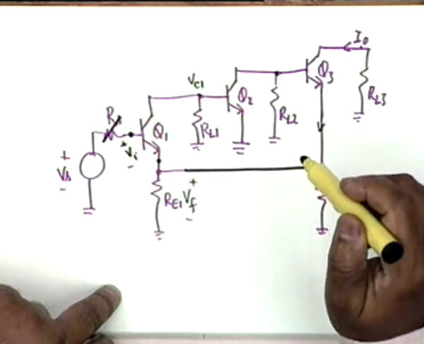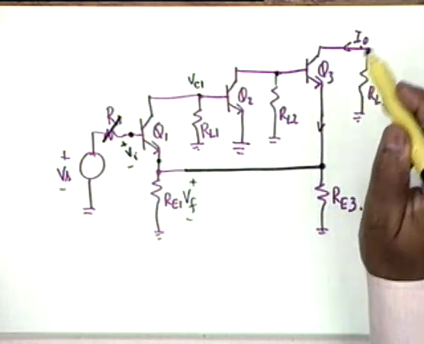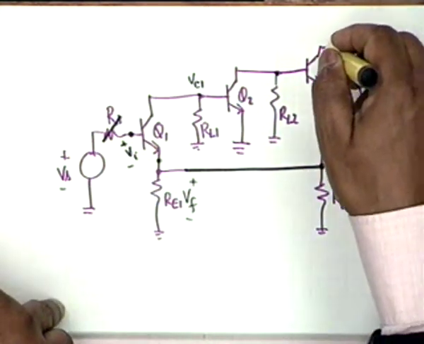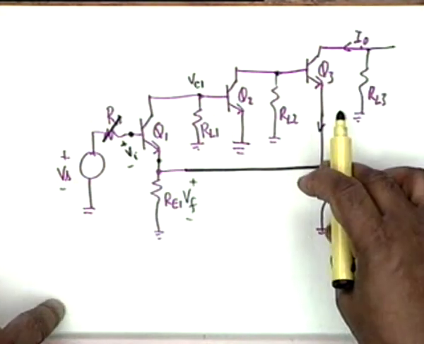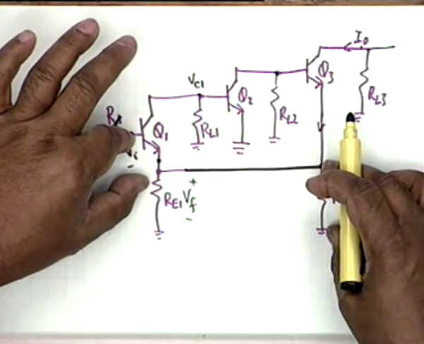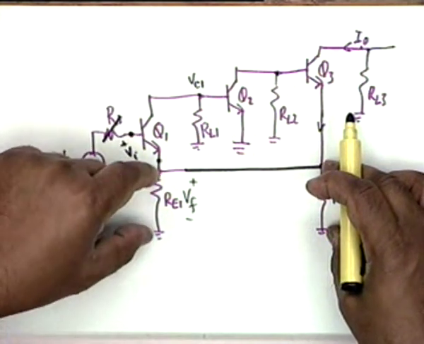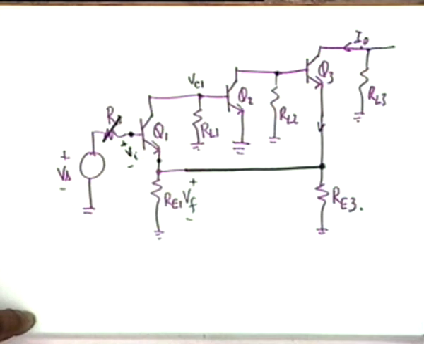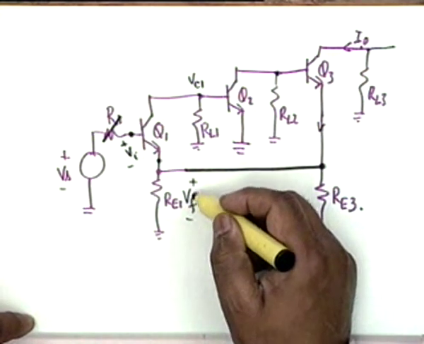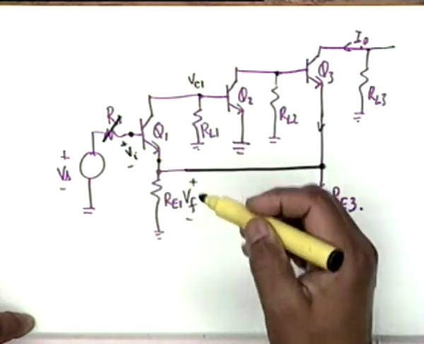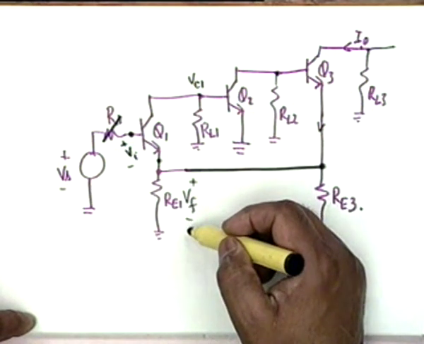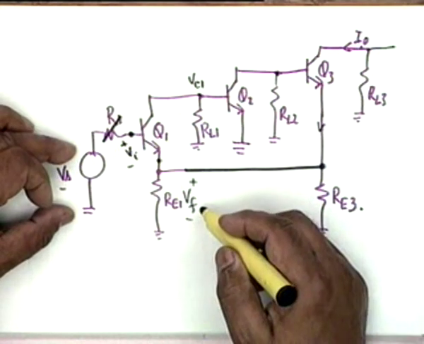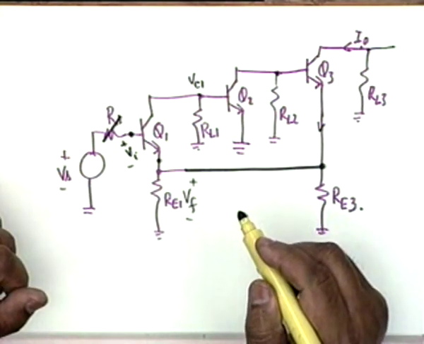Out of phase. In phase, the current is in phase, the voltage across this is out of phase. The current is in phase, and therefore this voltage is in phase with V sub i, and that is why it is negative feedback. The polarity of Vf, if Vi is of this polarity, then Vf is of the same polarity, which means that Vi is equal to Vs minus Vf, and therefore it is negative feedback.